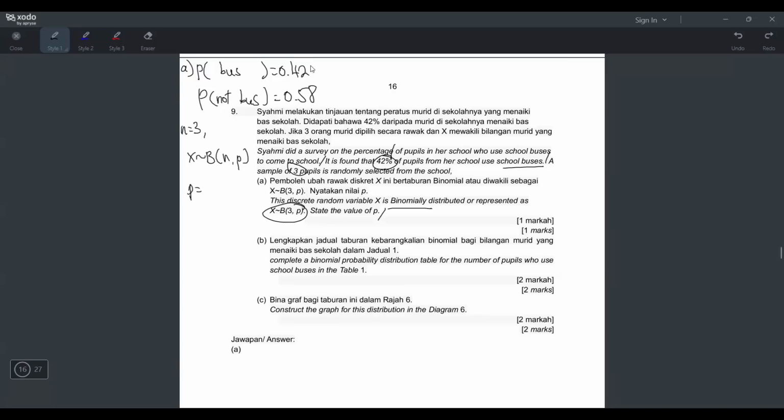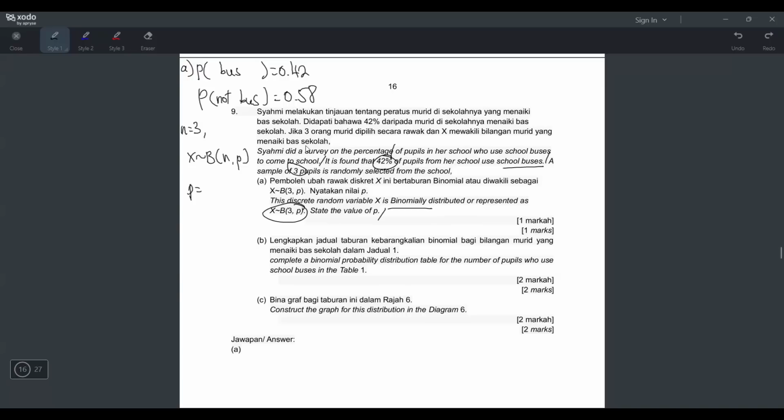But the problem is, which one is the probability of success? Is it 0.42 or 0.58? Both of these are probabilities, but which one is the probability of success? The way I teach my students is, if you want to know which one is success, you read the last line. Usually they will tell you in the last line which one is success. But if you read the last line here, they never mention it, because they mention it up here.